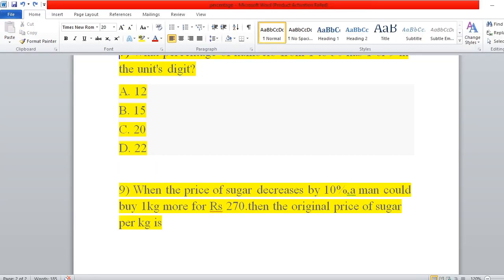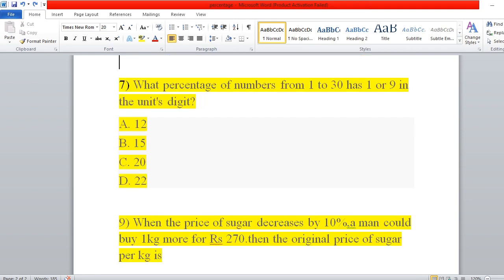Now coming to the seventh question. What percentage of numbers from 1 to 30 has 1 or 9 in the units digit? It's very, very interesting. Just observe the question. What percentage of numbers from 1 to 30 has 1 or 9 in the units digit?